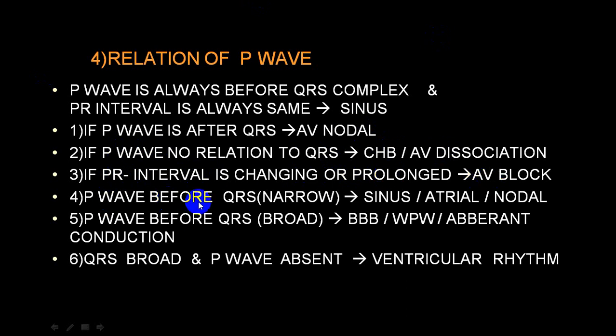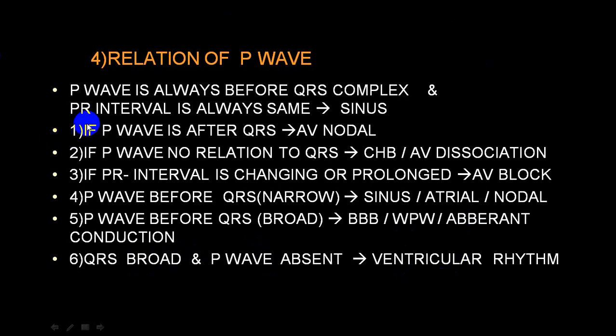If P wave is before QRS complex and QRS complex is narrow, either it is a sinus rhythm, an atrial rhythm, or a nodal rhythm. If QRS complex is broad and there is a P wave before it, it is a bundle branch block, WPW syndrome, or atrial rhythm with aberrant conduction. And if QRS complex is broad and P wave is absent, it will be ventricular rhythm. Remember, this is a very important clue.